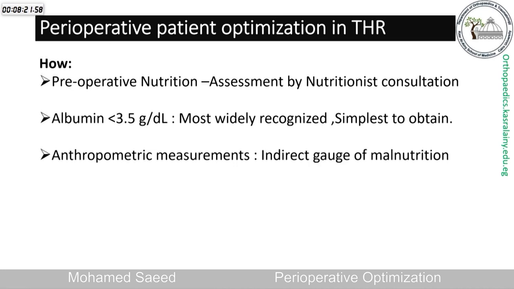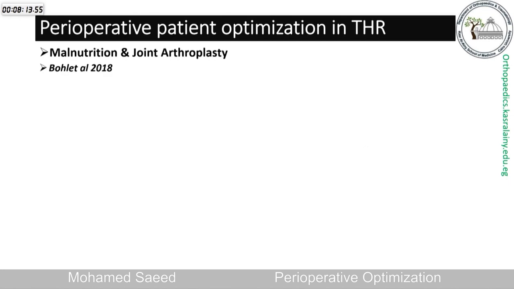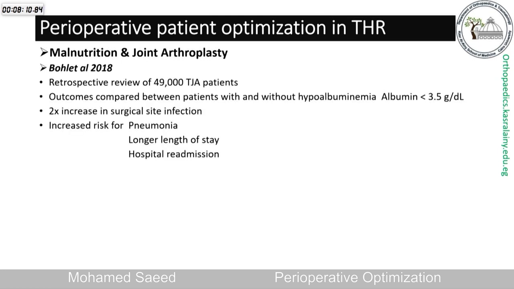We should follow it up and by anthropometric measures, but this is an indirect clue for the malnutrition. It should be corrected before surgery. And we do have evidence for this, yes. There are many publications linking malnutrition and joint arthroplasty by Bollett et al. 2018. He made a retrospective study on 49,000 patients of total joint arthroplasty, and he found a double-fold increased risk of infection in the patients with malnutrition and increased risk for pneumonia, longer stay in the hospital and hospital readmissions.